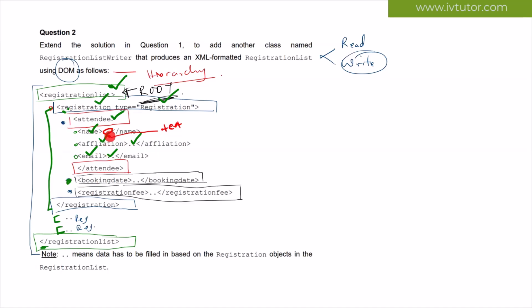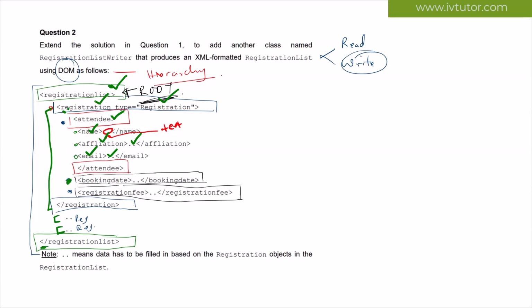So you're saying that the closing element is not important for now? No, you don't close it. You don't close anything. You just focus on the elements in their hierarchy. That's all. So I've done registration. Within registration, I've done attendee. Within attendee, I've done name, affiliation, email. Perfect. Now I go to booking date.